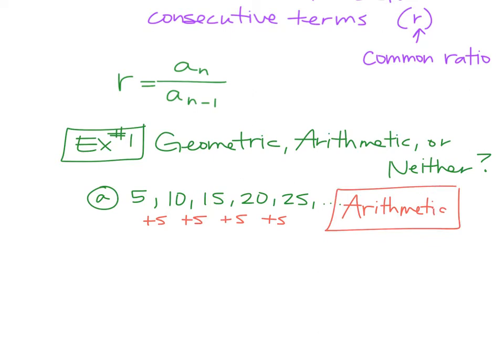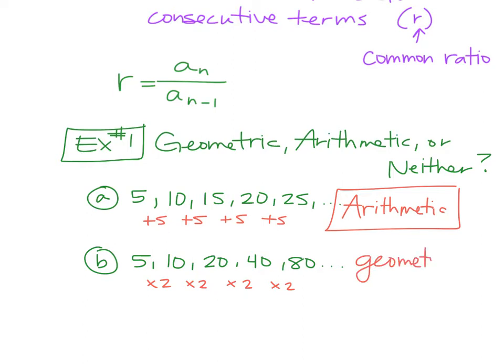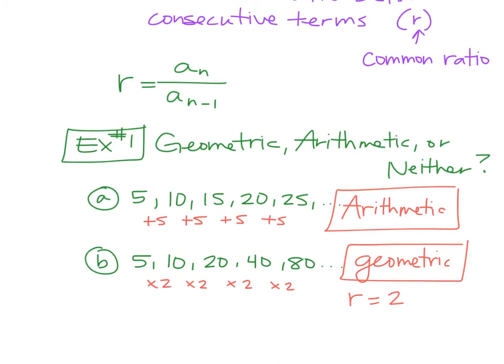Okay, what about this one? If I give you 5, 10, so it looks the same, right? Starts the same, but now we're different. What are you doing there? You're multiplying by 2 every time. So times 2, times 2, times 2, times 2. So what is that? That's geometric. If you're multiplying by the same thing or dividing by the same thing every time, that is geometric. So in this case, your ratio, your common ratio, your R, is 2. Okay, that's what that's saying. Whatever you're multiplying by is your R.